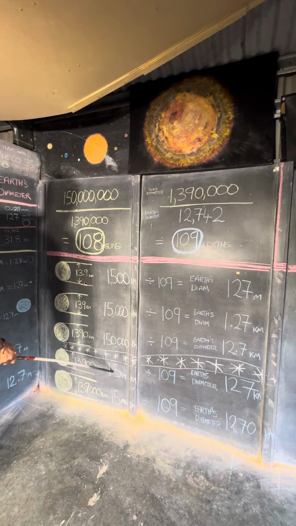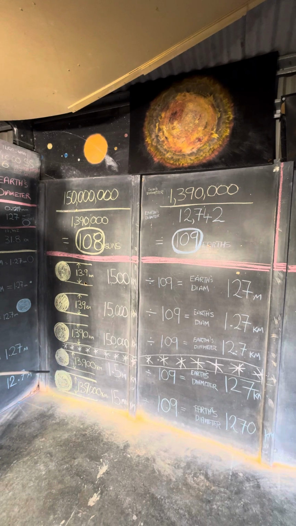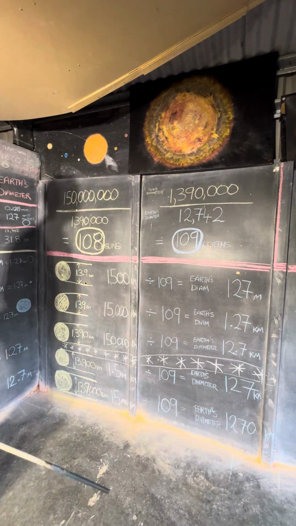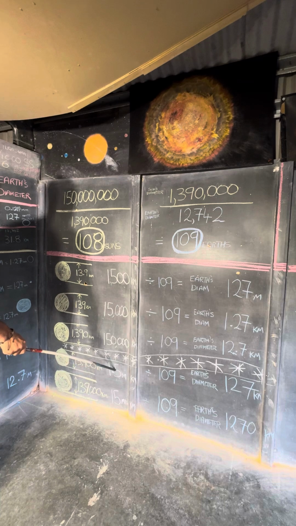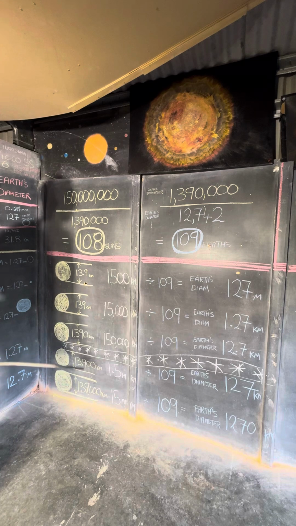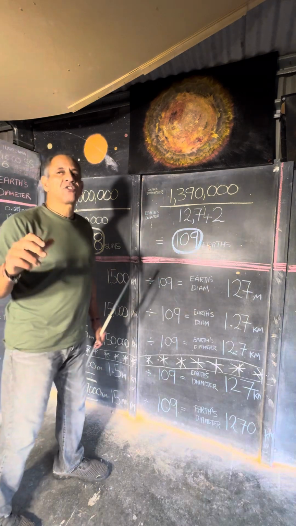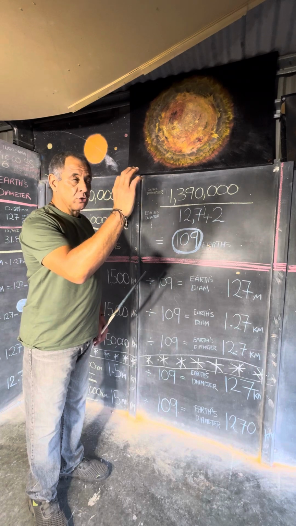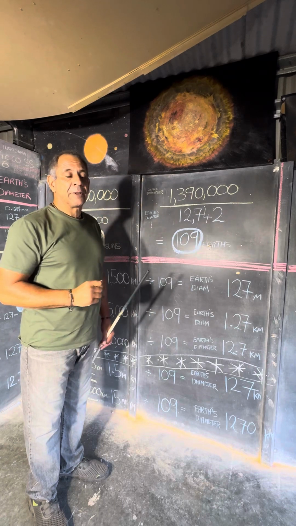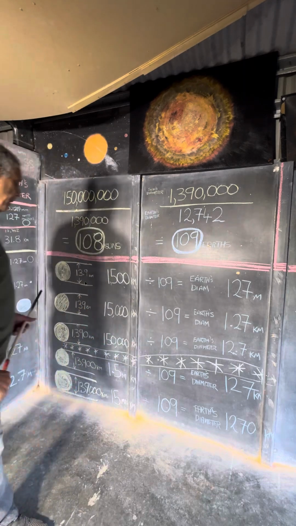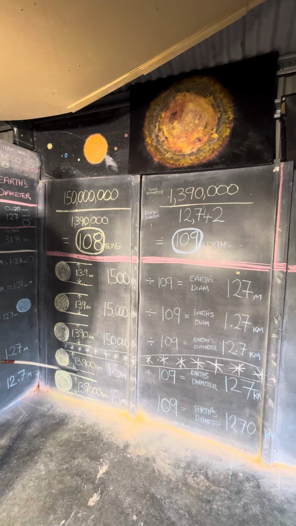There is 1.5 million kilometers between us and the sun, and we have a diameter of 127 kilometers. The same ratio, right? Nothing has changed. But the whole time this increase has been happening, nothing would have changed. It would have looked the same for us all the time because everything is going up together in proportion.